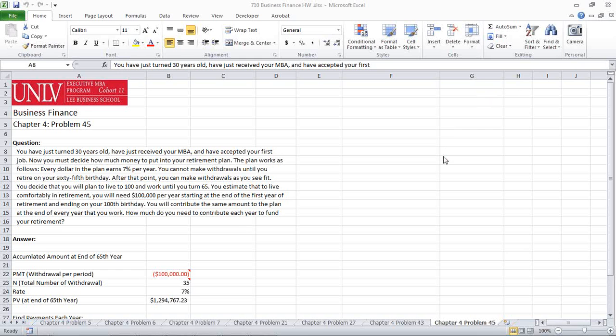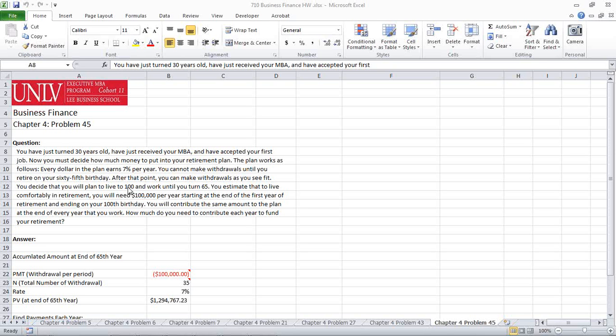You've just turned 30 years old and have received your MBA and have accepted your first job. Now you must decide how much money to put away into your retirement plan. The plan works as follows. Every dollar in the plan earns 7% each year. You cannot withdraw until you retire on your 65th birthday. After that point, you can make withdrawals whenever you see fit.